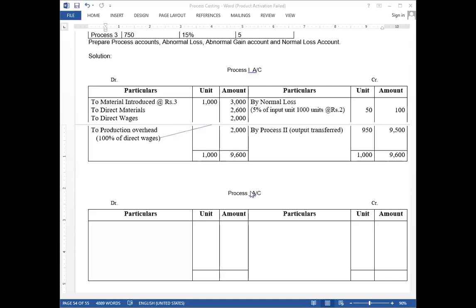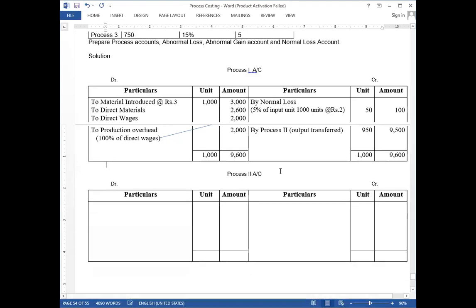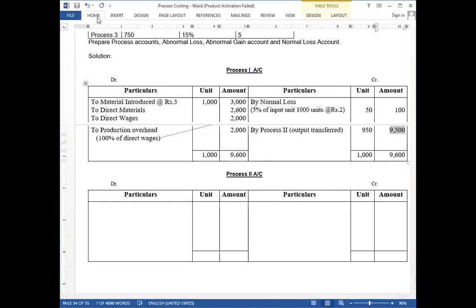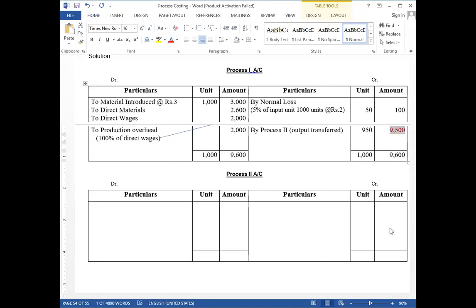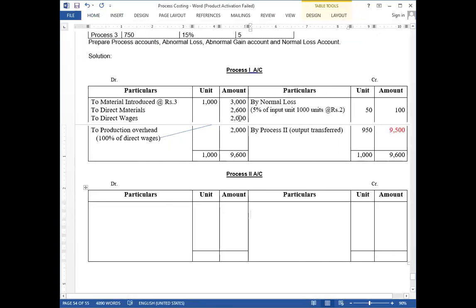Now, the next process, that is process 2. The format is ready. I'm starting with the process 2 account. Here you can write, this is the balancing figure. I wanted to change the color of the balancing figure so that it will be easy for you to identify. Shall we start with the second process?